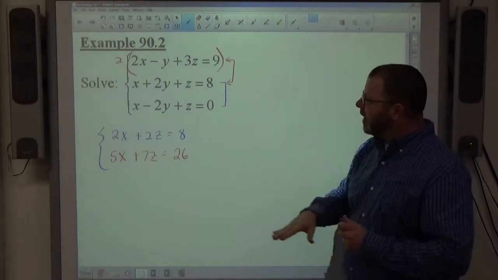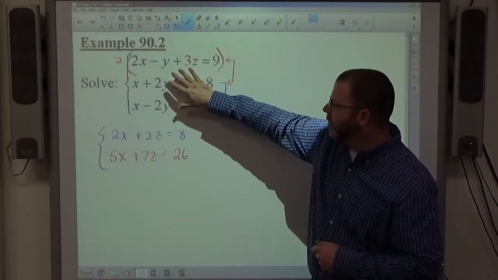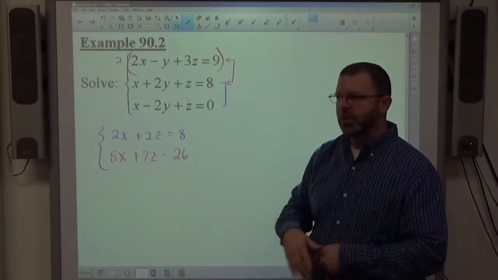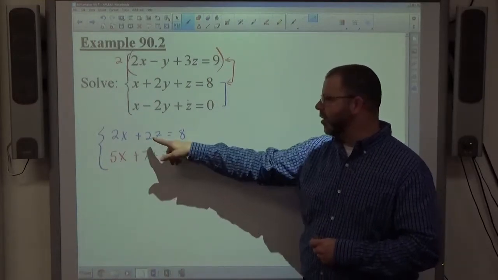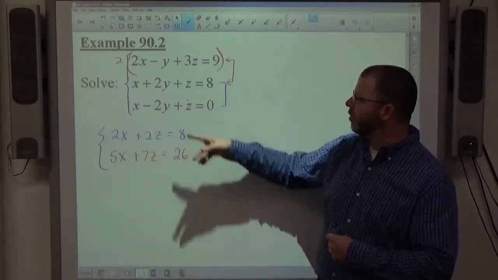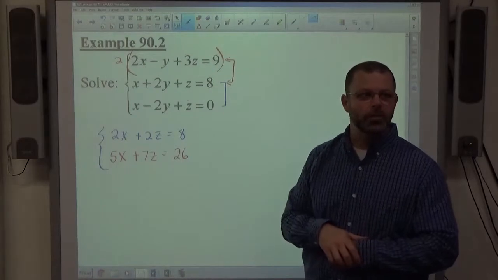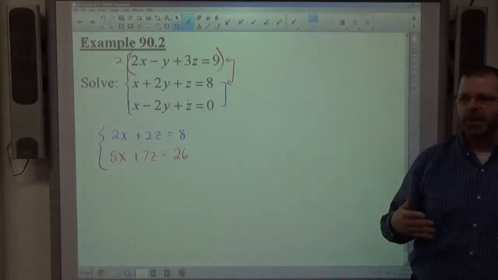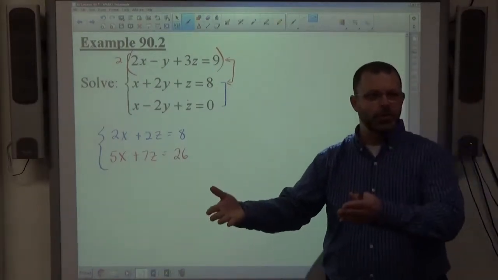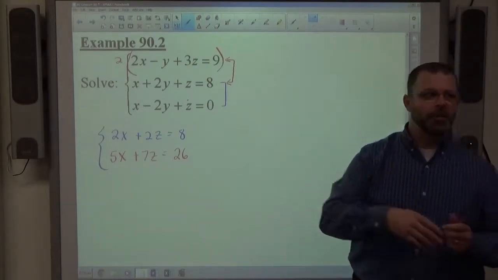So, just like that, we had 3 variables. I've gotten rid of y twice, now I've got 2 variables. This system of equations is going to tell me the values of x and z. Once I know what x and z both equal, I can come up here and figure out what y equals. Okay, that's the technique each time. Go from a system of 3 to a system of 2, find those 2 answers, then go back and find the third.